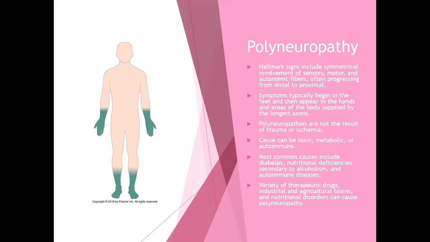So the symptoms typically begin in the feet and then appear in the hands. And the reason that happens is because the feet and the hands are the areas of the body that are supplied by the longest axons.